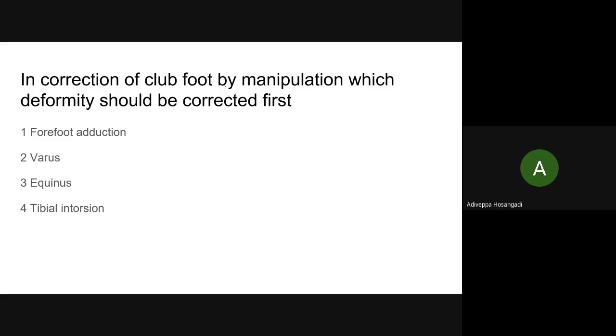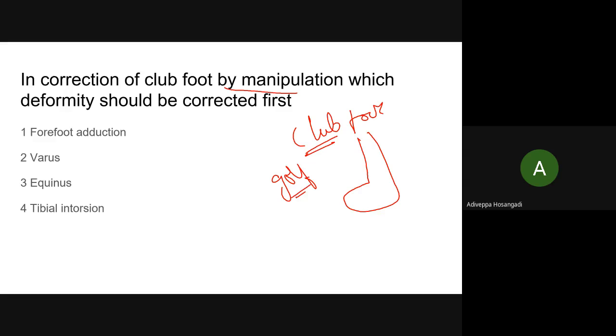In correction of the clubfoot, you know why it is called a clubfoot? You know the golf club. Your foot looks like a club. It is a golf club, not your disco club.